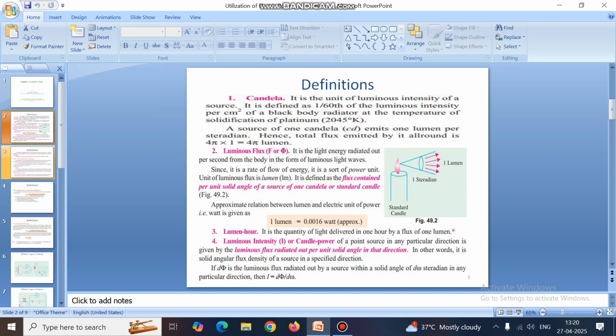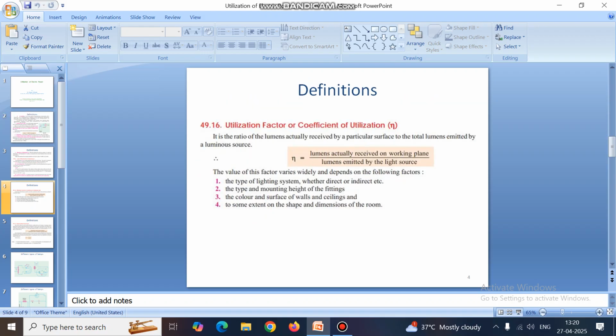Lumen hour is the quantity of light delivered in 1 hour by a flux of 1 lumen. Luminous intensity I, or candle power, of a point source in any particular direction is given by the luminous flux radiated out per unit solid angle in that direction. I is d phi by d omega, where omega is the solid angle.